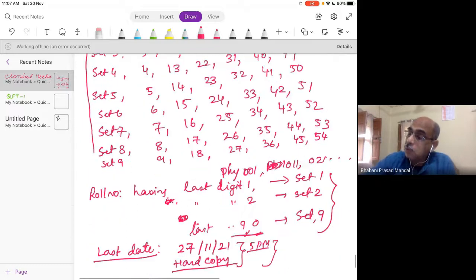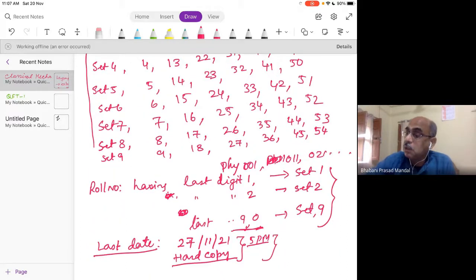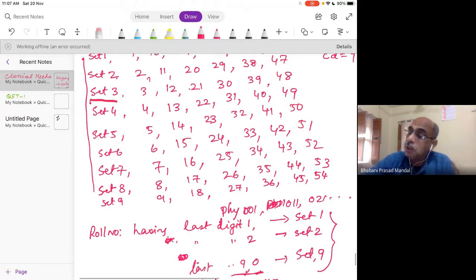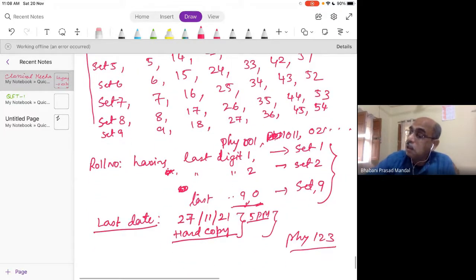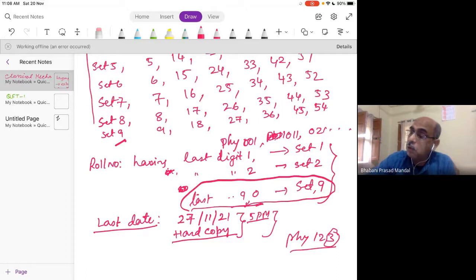Again, I am using a very easy notation so that you can understand your question. If somebody's roll number is PHY 123, then he or she has to submit problem set 3, because the last digit is 3. Similarly, those whose roll number last digit is 9 or 0, this is the only difference, will do set 9, because set 0 is not there.